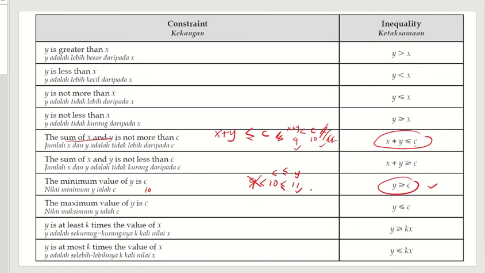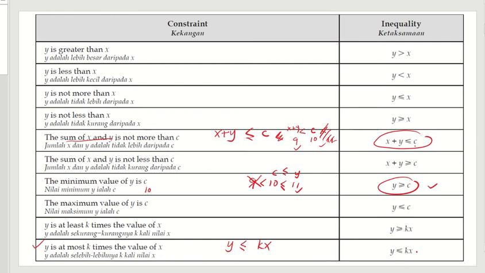Then another one, multiplications. We'll look at another one. There's this one: y is at most k times the value of x. y is k times the x. You put it like this first. At most, okay, at most k times. Paling banyak. Tak boleh lebih, kan? Tak boleh lebih, mesti kurang or paling banyak lah.